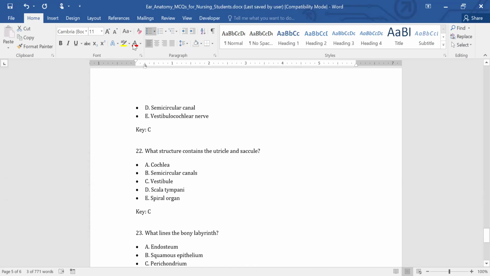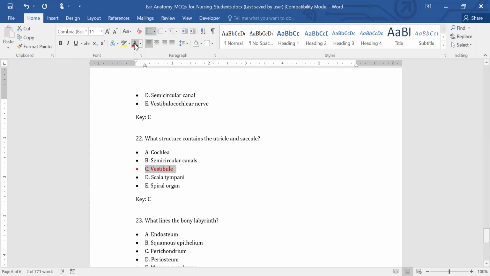What structure contains the utricle and saccule? It is the vestibule which contains these two structures. Vestibule contains the utricle and the saccule.